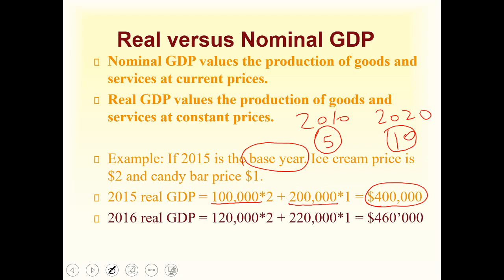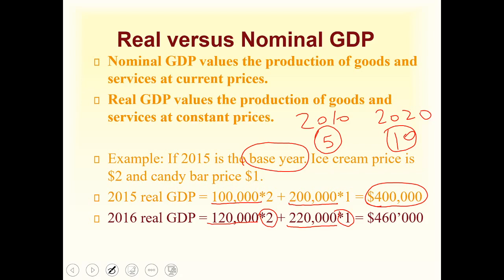Here the production increased to 120,000 for ice creams, and the production increased to 220,000 of candy bars. But we took the same price level that was in the year 2015. We did not increase the price level. Even if the price level for ice cream was more than $2 in 2016, we did not do that because we are trying to find the real GDP. Real GDP always represents the real increase in GDP and not the increase in GDP due to the price level.